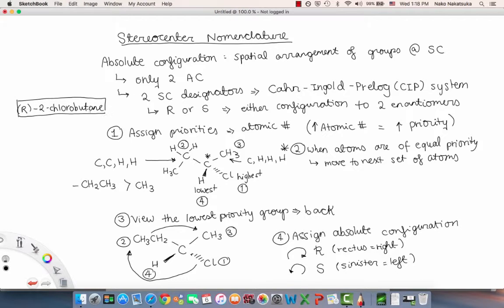So as you can see, whenever you see a stereocenter, you can designate an R or an S group by following these 4 steps. You assign priorities, you go to number 2 when atoms have equal priorities, and you move on to the next ones. You view the lowest priority group in the back, and then you draw the arrows. Again, viewing and visualizing the lowest priority group in the back might be a little difficult at first, so I really encourage you guys to use molecular models to actually build this yourself and see how the 3 highest priority groups look when you put the lowest priority in the back.